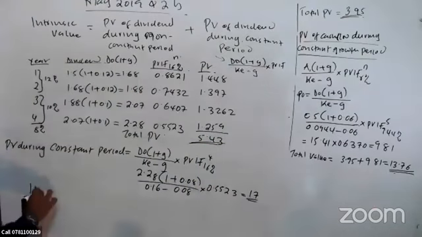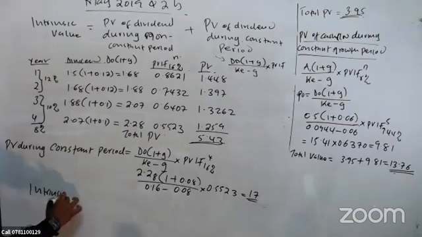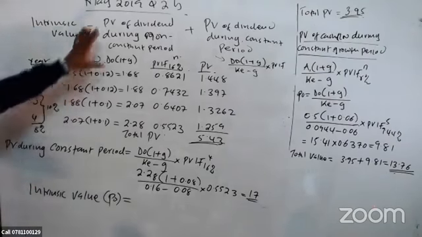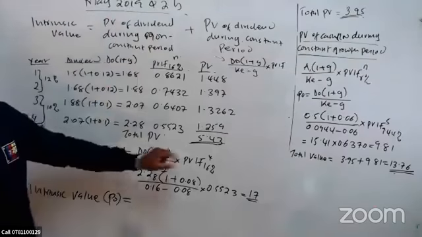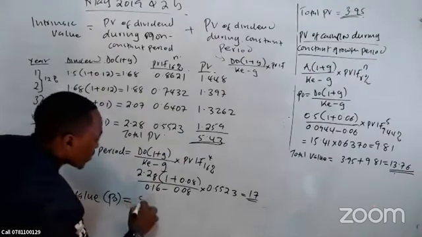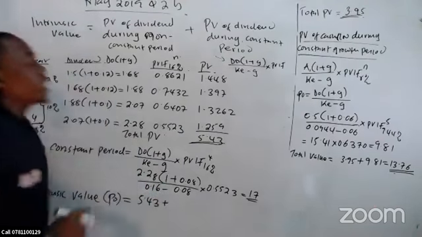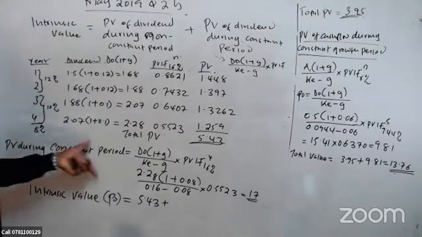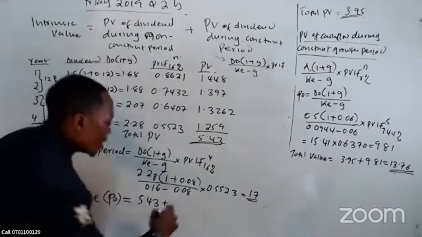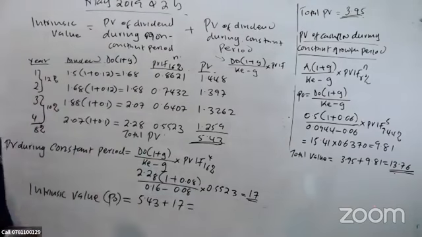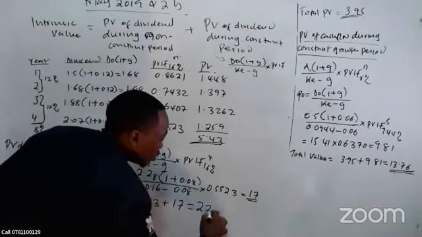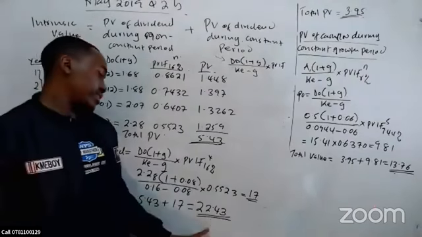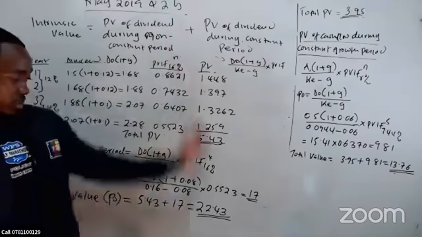So to get the intrinsic value, denoted by P0, we have said that you take the present value during the non-constant period, which was 5.43. You add the present value of dividend during the constant period, and during the constant period, we have gotten 17. You add 17. In that case, you get 22.43. That's the value of that security. So that's how to go through that question.